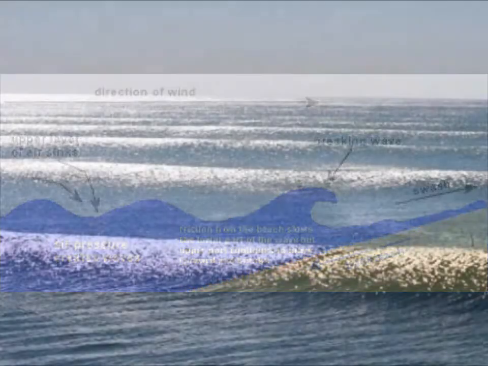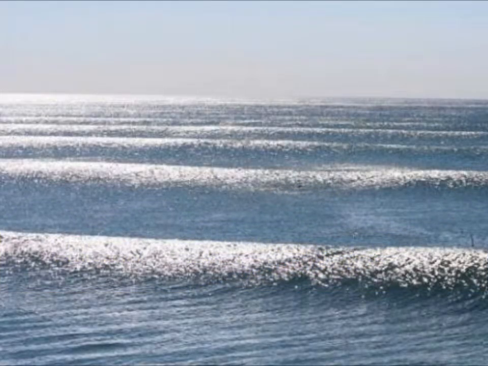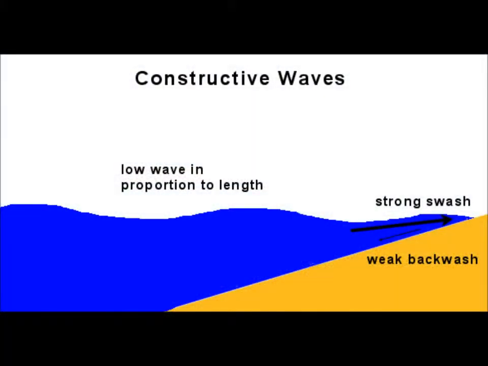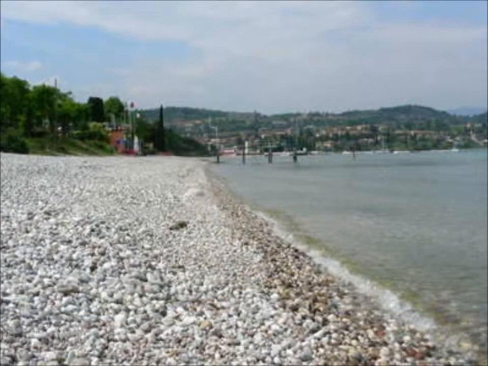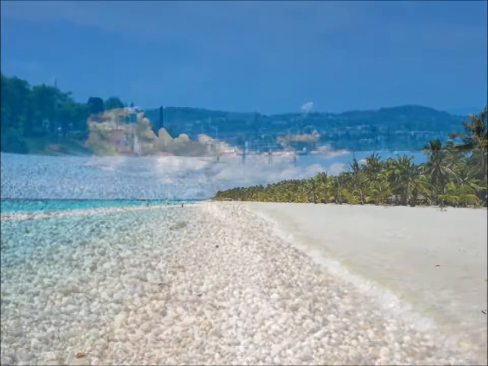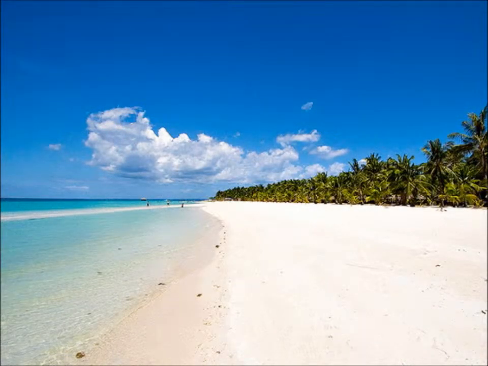Constructive waves tend to be smaller, low-energy waves with only a weak backwash. As swash is stronger than backwash, they tend to deposit more material on the beach than they wash away. The result is that constructive waves cause the beach to grow as sand or shingle is deposited.